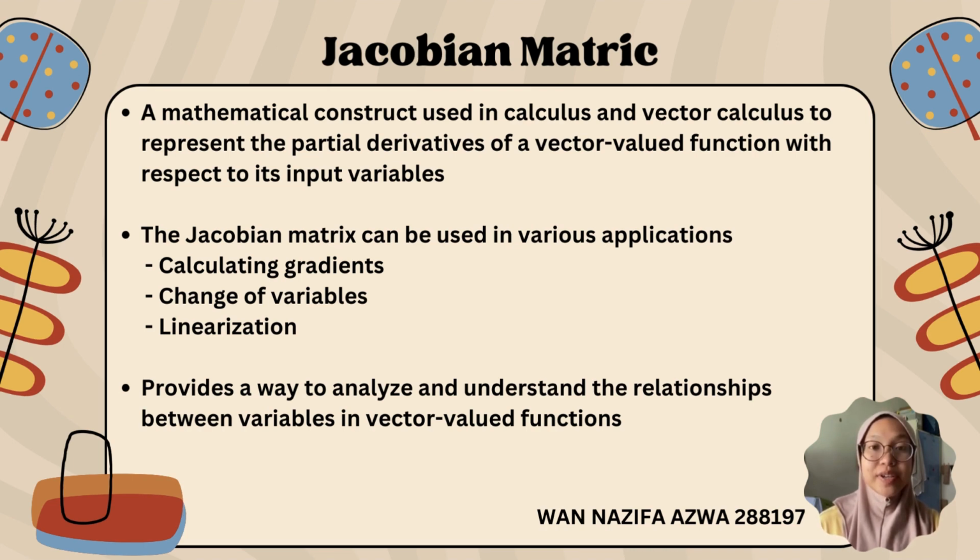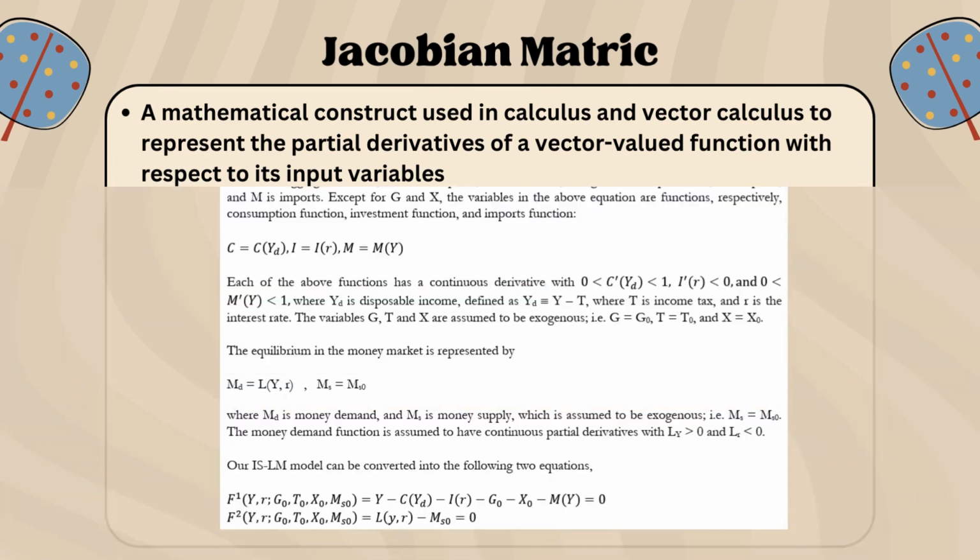Next, linearization. The Jacobian matrix allows linear approximations of the function near a point. The first order Taylor expansion of f can be expressed using the Jacobian matrix. Overall, the Jacobian matrix function provides a way to analyze and understand the relationship between variables in vector valued functions, enabling the study of complex systems and the development of mathematical models.